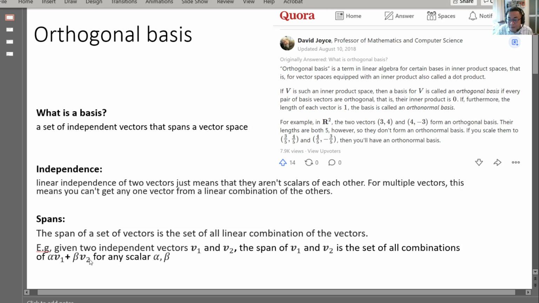And lastly, the word span. Span basically means that it is the linear combinations of the given vectors. I should say all linear combinations of the given set of vectors.